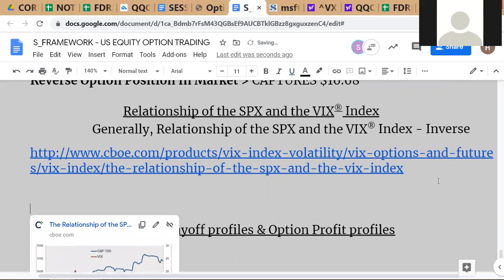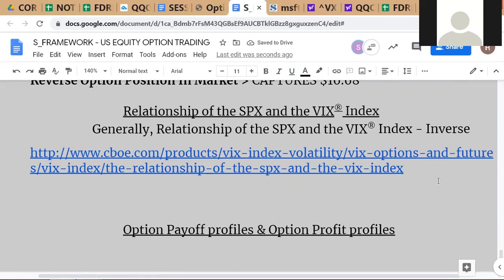Okay, for equity options, a loose general relationship exists. The reason I'm using all these qualifying words like loose and general is because you can't rely on this all the time. Okay, it happens quite a lot of the time.